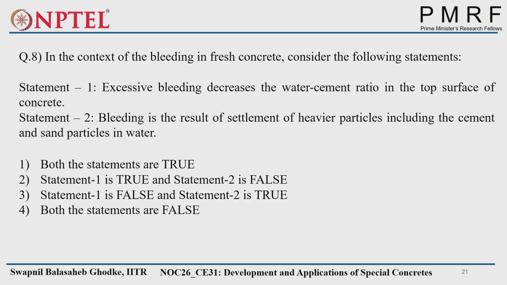So the next question is, in the context of bleeding in fresh concrete, consider the following statements. Statement 1: Excessive bleeding decreases the water cement ratio in the top surface of the concrete. Statement 2: Bleeding is the result of settlement of heavier particles, including the cement and sand particles, in water.